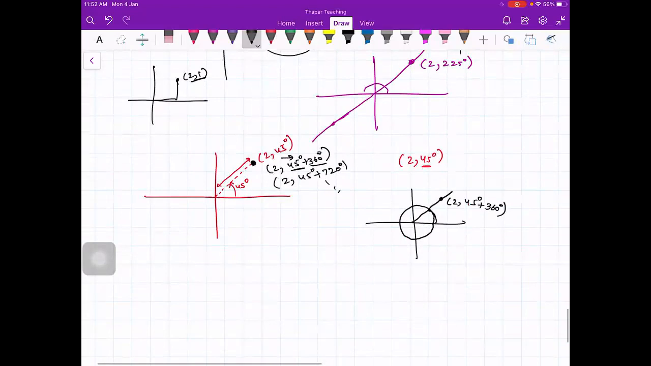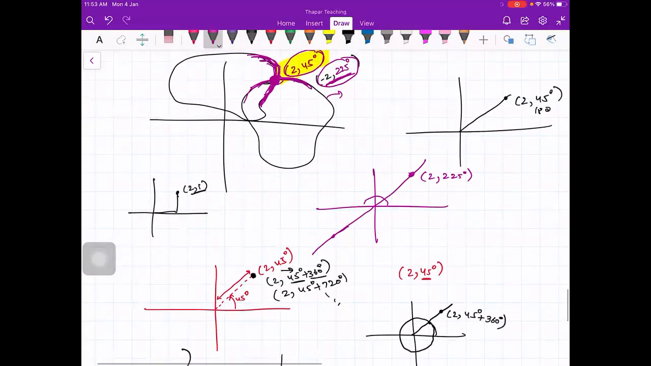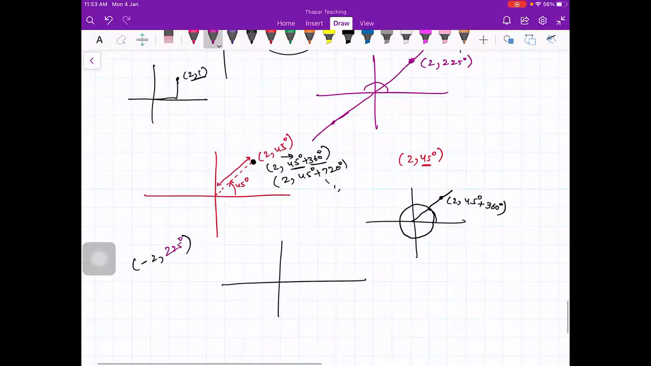And there is another way of plotting: we can go for negative r also. So what can we plot for this point? What is this point? Sorry, not 135 degrees. It was 225, no? Yeah, 225 degrees. How to plot this point? First of all, I'll go to 225 degrees. So this is 225 degrees. Now, because it is minus r, minus 2, not 2. If it is 2, I will plot here. This point is 2, 225 degrees.